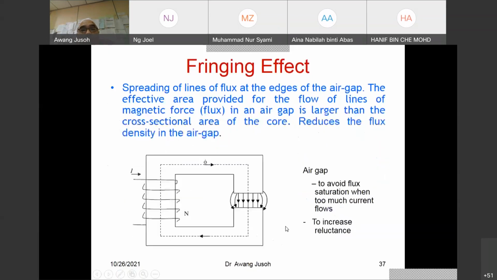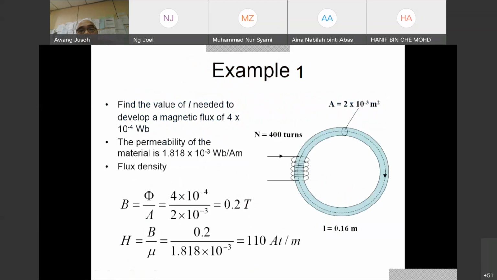Okay, now we move to the example. This is a basic example of a magnetic circuit. We just review it only, as some of you are already familiar with this one. For example, we have this magnetic circuit here. We have a coil there, and we have a ring or toroid here. So they give us L.